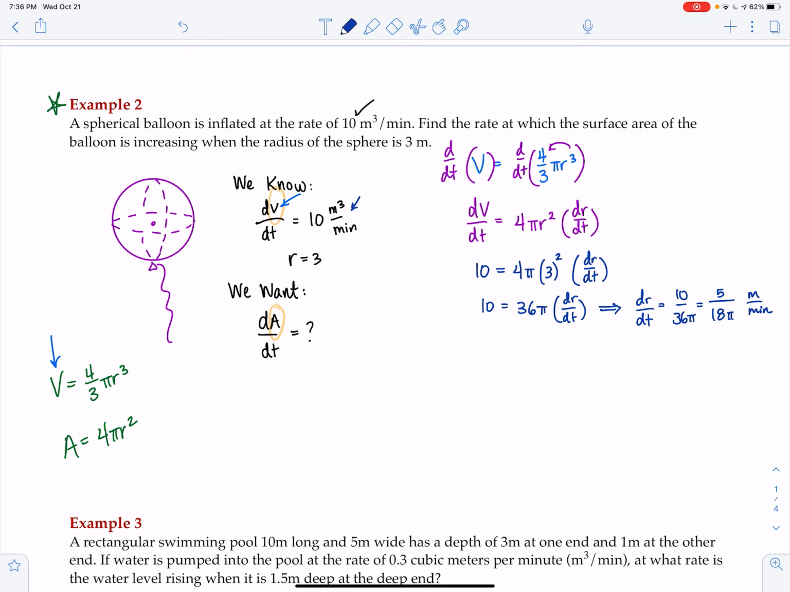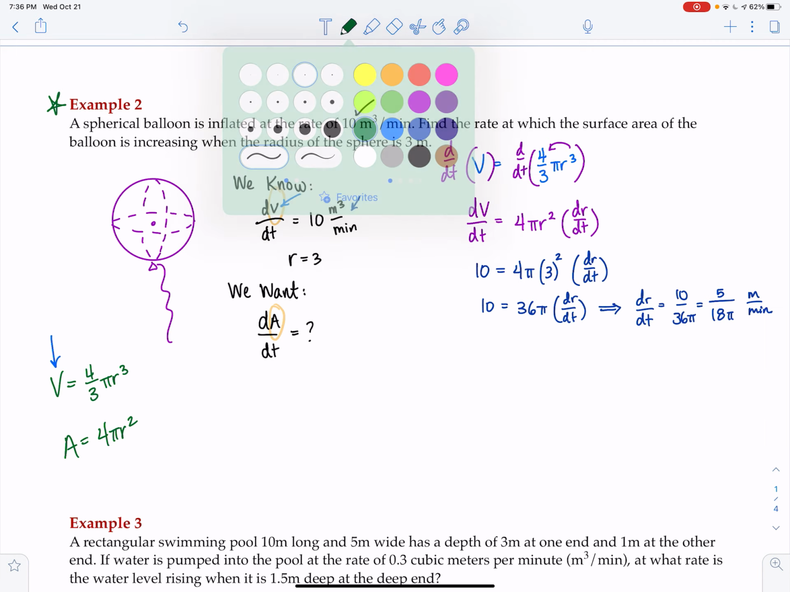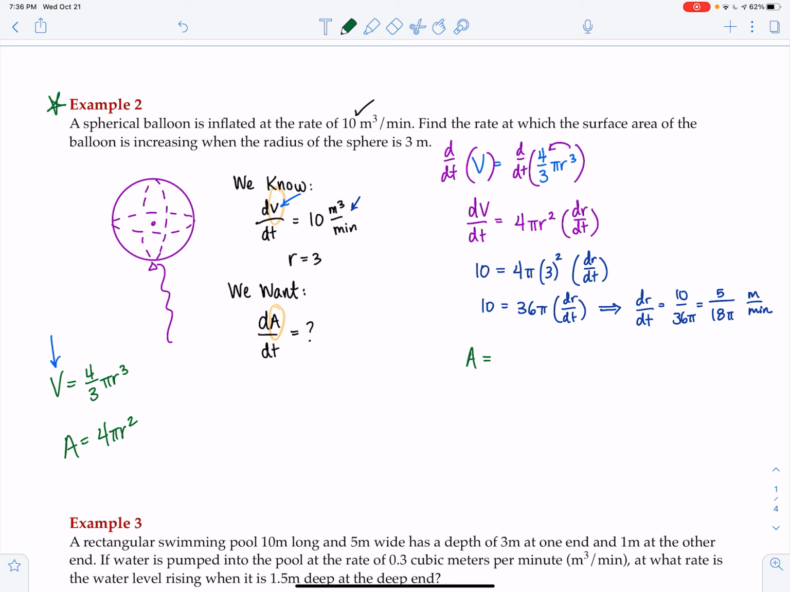All right. That might not look like it's done anything for us, but watch what we can do. Now that we've tackled the first formula, we're going to look at the area formula. A equals 4 pi r squared. We're going to take the derivative with respect to time, and we're going to get dA/dt equals 8 pi r dr/dt. If we had started here with this formula, we would have ended up with 2 unknown values. But because we started with volume, we know what dr/dt is. It's that 5 over 18 pi.